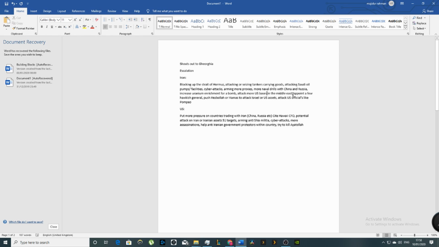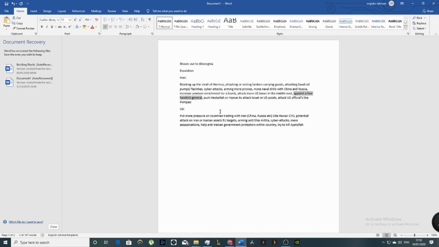They could appoint a new hawkish general. So without even doing any actual physical actions, they could appoint a new general to replace Soleimani as a more hawkish guy who's not going to use proxies as much, but he might put actual Iranian forces that may attack, say, a US base, which is probably not going to happen purely because that would be more of an act of war.